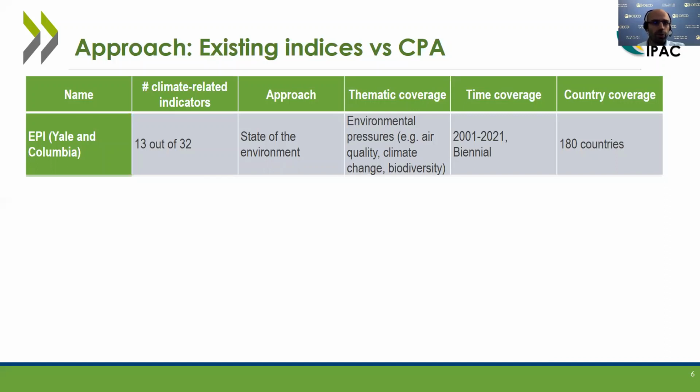So here 13 out of the 32 indicators are related to climate change, but the focus is more on the state of the environment rather than on policies. And so that would roughly correspond to the impact category of the IPAC dashboard.